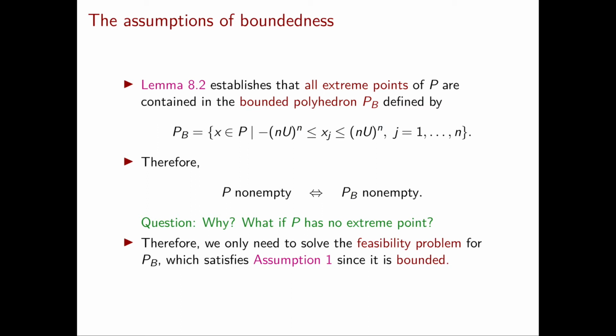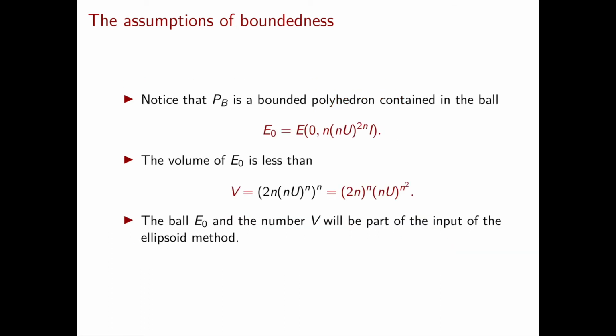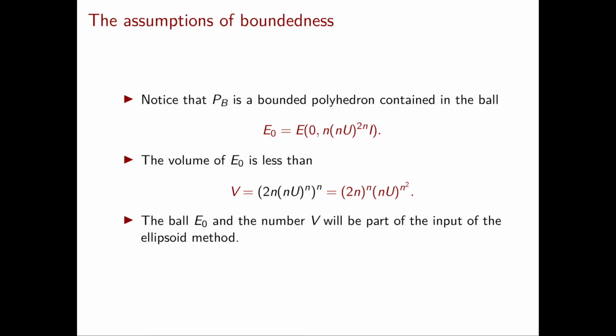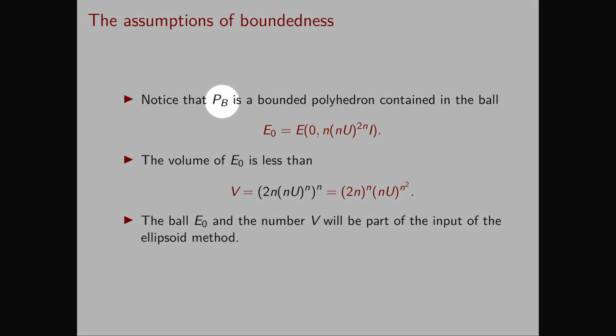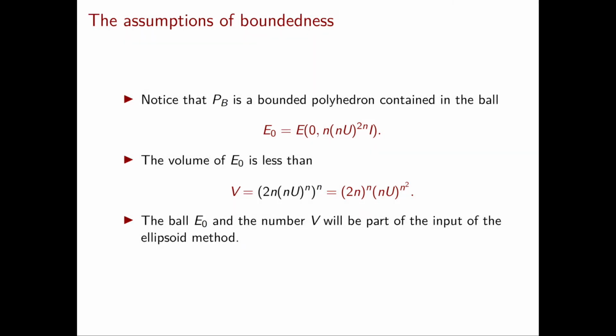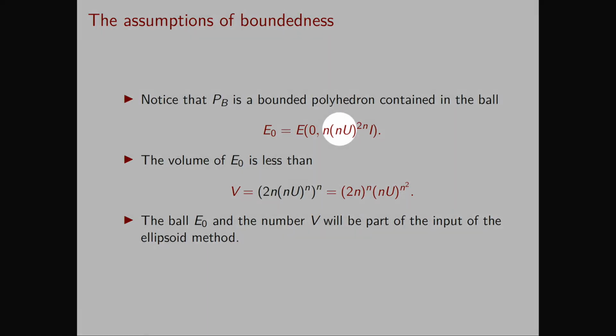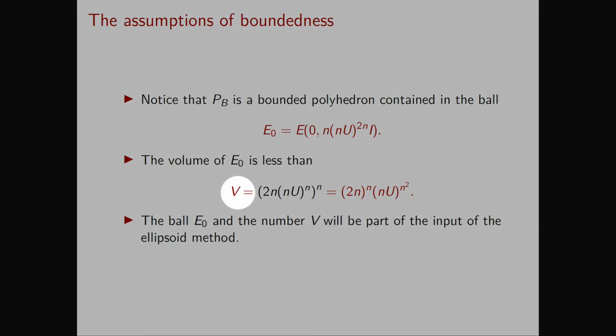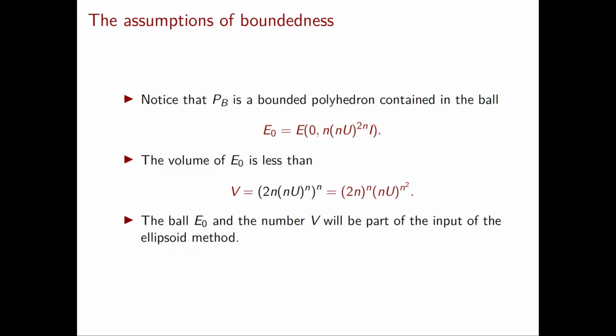So we have shown that given a general polyhedron, we can reduce ourselves to consider a bounded polyhedron. However, we still need to determine our E0 and our capital V. To do so, we first observe that every vector in PB has components with absolute value at most n u to the n. Geometrically, this set is simply a hypercube, and it is a simple exercise to show that this cube is contained in the ellipsoid with center 0 and radius square root of n times n u to the n. Then we can also compute our value capital V by upper bounding the volume of E0.